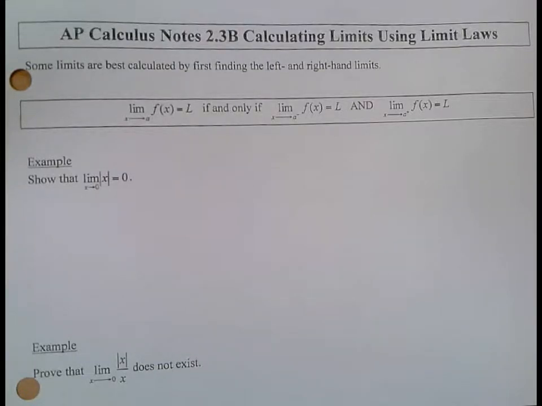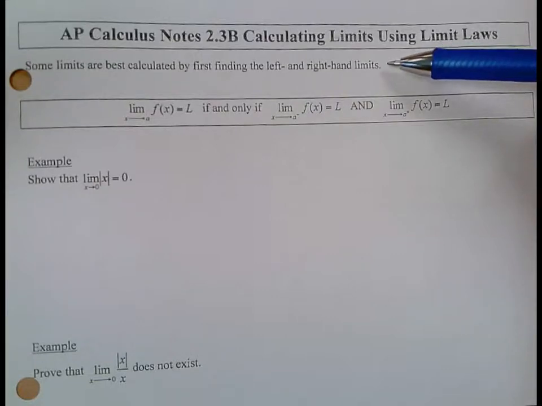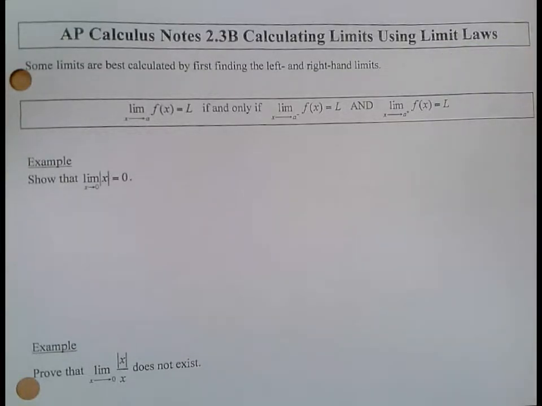So as it says at the top, some limits are best calculated by first finding the left and the right hand limits, and these would be piecewise defined functions, because usually at some values you have one expression if you're approaching a number from the left side and then a different expression if you're approaching from the right. So we'll look at that in our examples.